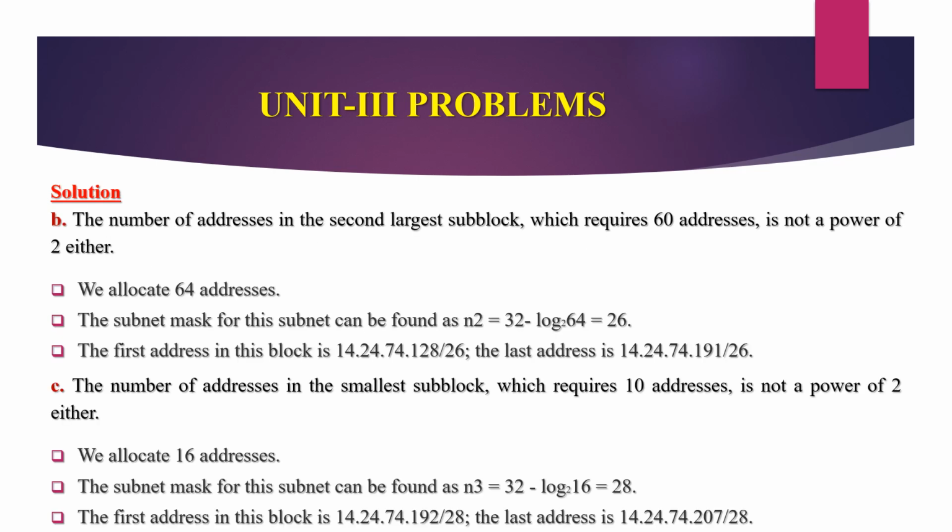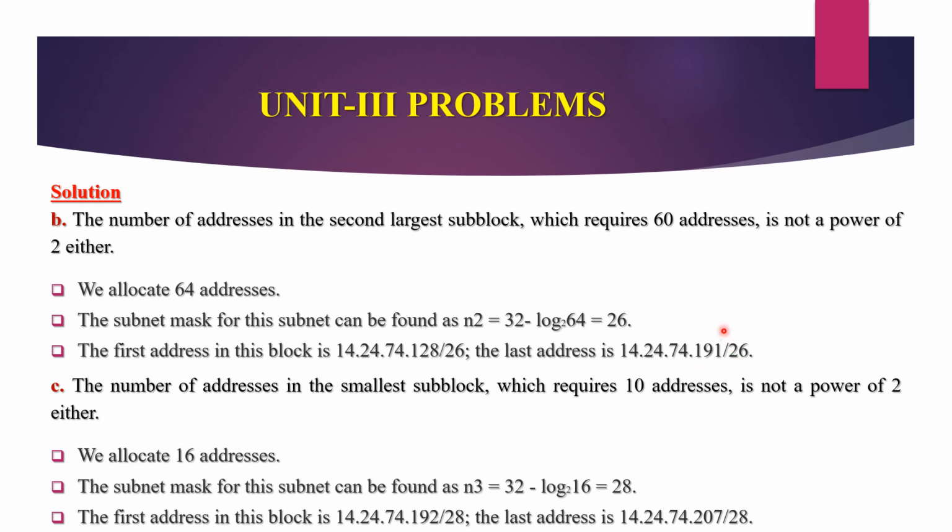We go to the second subblock, which requires 60 addresses. 60 is not a power of 2, so we allocate 64 addresses. The subnet mask for this subnet is n2 = 32 - log2(64), that is 26. The first address is 14.24.74.128/26 and the last address is 14.24.74.191/26. The first address is 128 and the last address is 191.